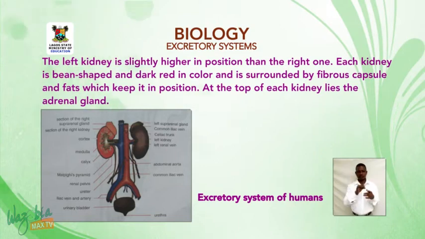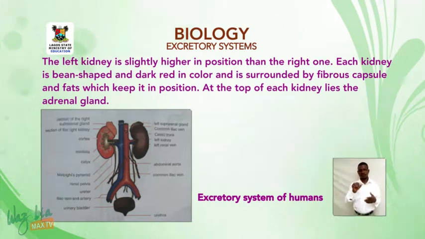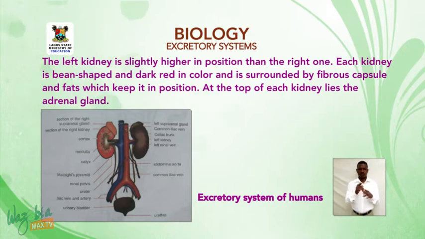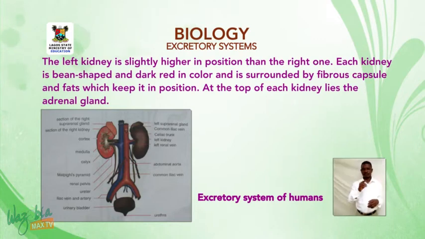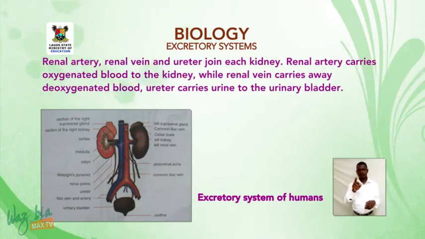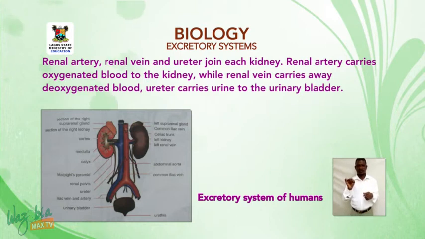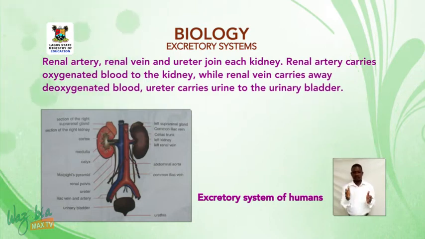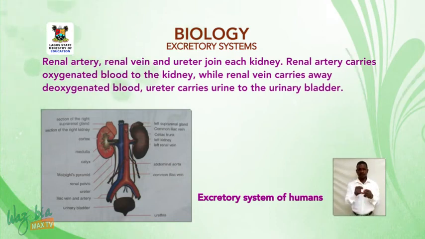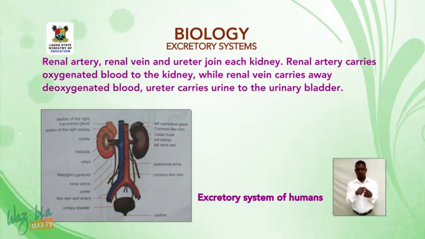The left kidney is slightly higher in position than the right one. Each kidney is bean-shaped and dark red in color and is surrounded by fibrous capsule and fats which keep it in position. At the top of each kidney lies the adrenal gland. Renal artery, renal vein, and ureter join each kidney. Renal artery carries oxygenated blood to the kidney, while renal vein carries away deoxygenated blood. Ureter carries urine to the urinary bladder.